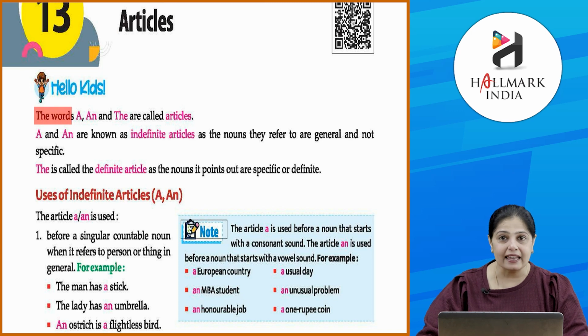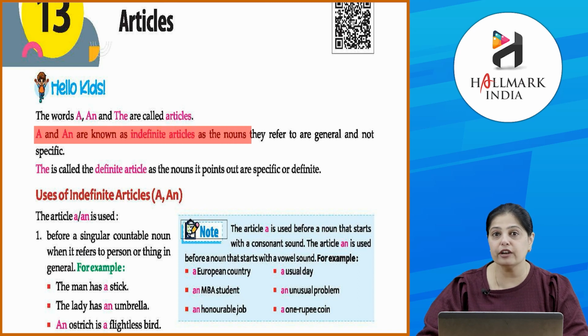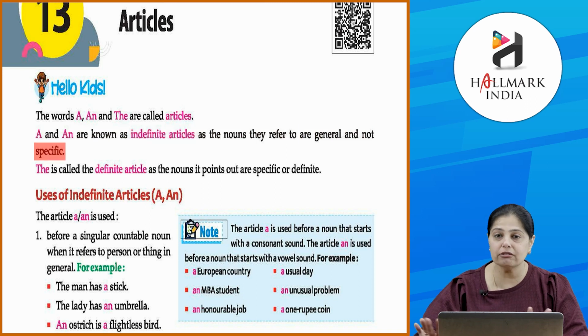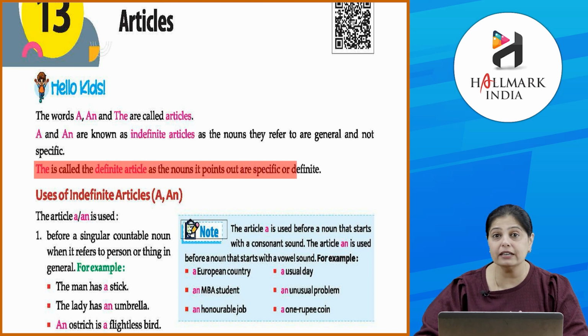The words a, an and the, they are called articles. ये हमने first class से किया है. So a and an are known as indefinite articles, as the nouns they refer to are general and not specific. मतलब in general use होते हैं, specifically किसी चीज़ के बारे में वो use नहीं होते. So a and an are indefinite articles, whereas the is a definite article because it points out a specific or a definite thing, right?